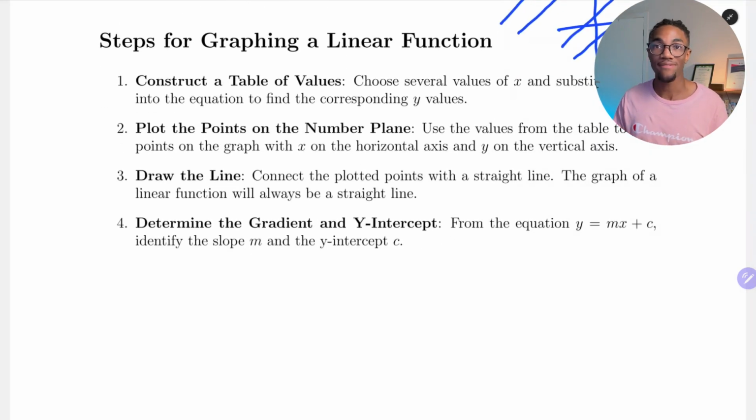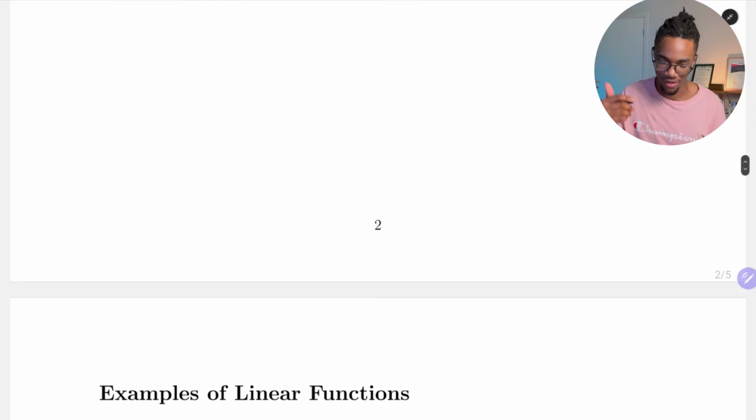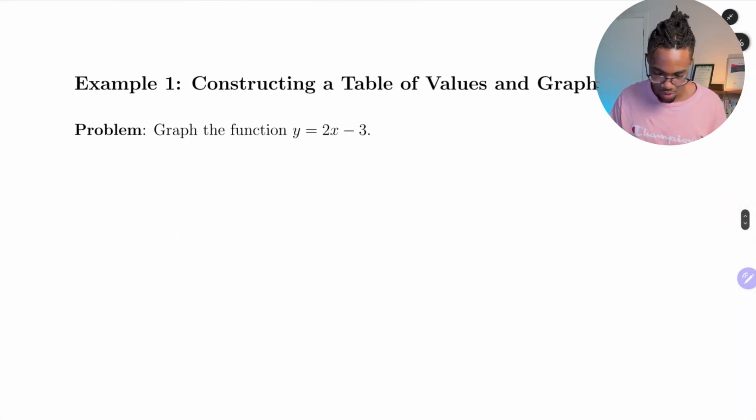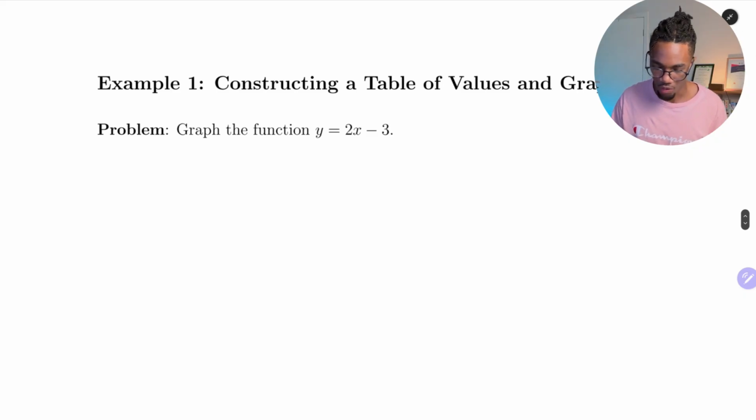If we're graphing these linear equations, we're going to use these steps. 1, construct a table of values. 2, plot the points. 3, draw the line. And then 4, determine the gradient and y-intercept. So let's get into some of these. So 1, graph the function of y equals 2x minus 3.